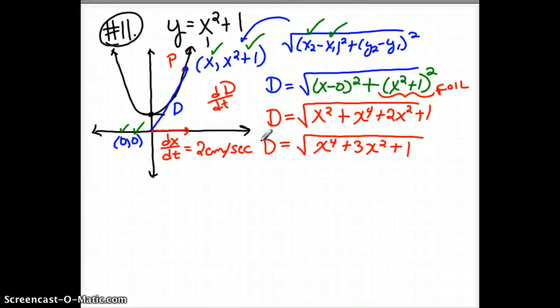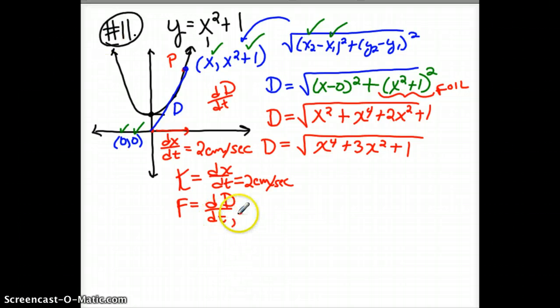Now let's take a look and organize this into what we know and what we need to find. In this problem, they tell us that dx/dt is 2 centimeters per second. So I know the rate of change of x with respect to time. They want me to find the rate of change of the distance from the origin with respect to time, and they want me to find it when P is at the point (2, 5). What's the instantaneous rate of change, or the derivative, of the distance to the origin at the point (2, 5)?